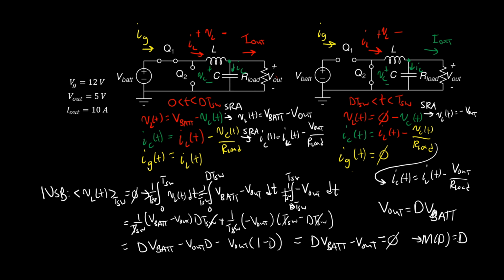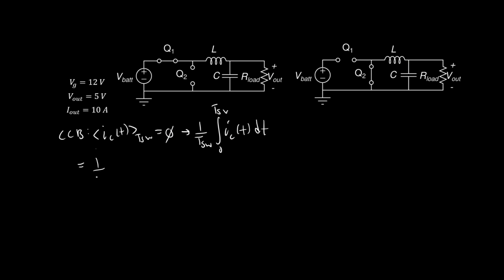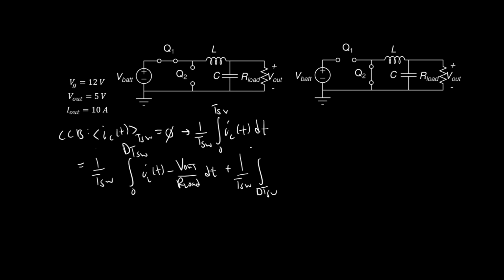If we go back to the previous slide, we can see that IC of t in the first subinterval is IL of t minus V out over R load. So we can just plug that in. So 1 over TSW from 0 to DTSW is IL of t minus V out over R load, this is where small ripple approximation comes in again, dt. And in the second subinterval, it's equal to the same thing. So I've split it up, but really you don't have to. For this particular case, you don't have to, because it's the same in both subintervals.